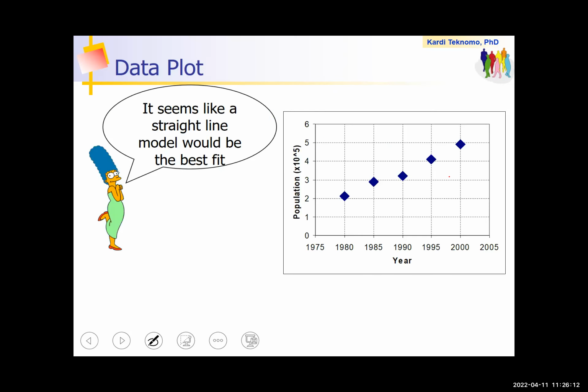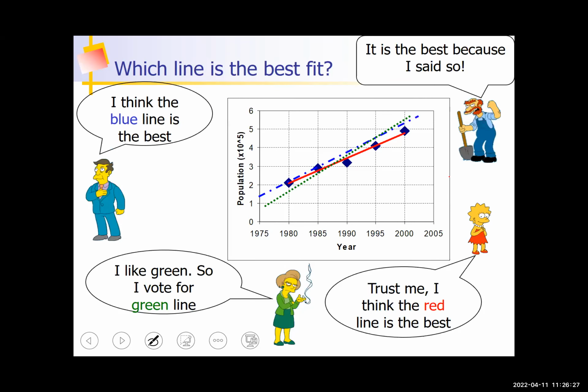If we plot this, it looks like a straight line model would be the best. So let's draw a straight line. I have 3 lines here: the blue, red, and green. Tell me, which one is the best? What is the best fit for the data? The blue one, the red one, or the green one? And why?